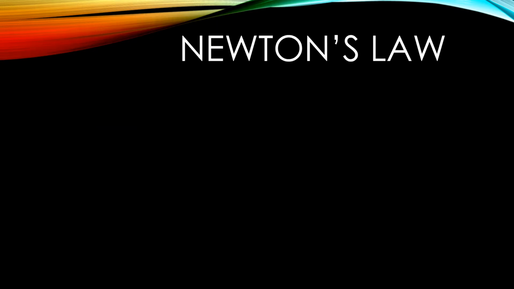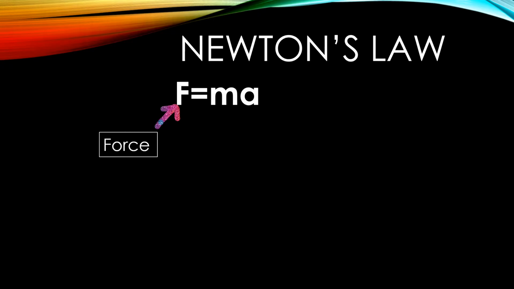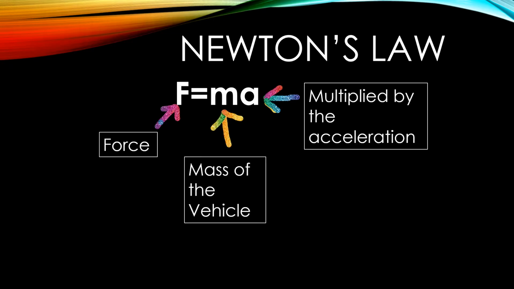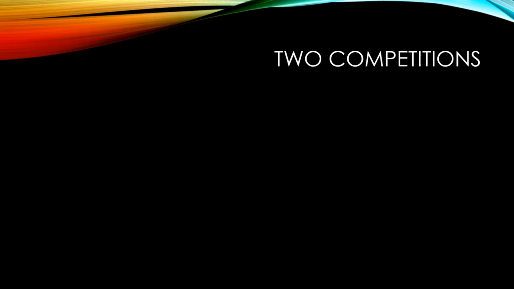This brings us to Newton's law, which is F equals ma. F is the force, m is the mass of the vehicle, a is the acceleration. Since the spring's force is fixed, you want a to be big. You want a light car compared to the force so that it will have the greatest a, which means that m is very small. You can choose to compete in two different categories.